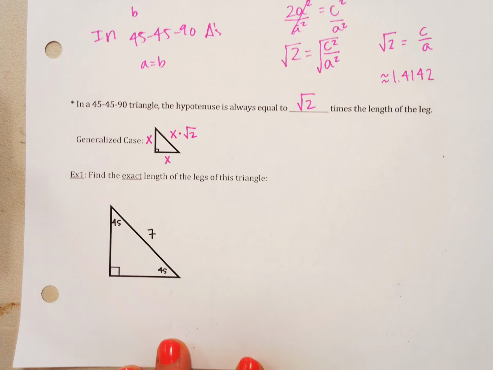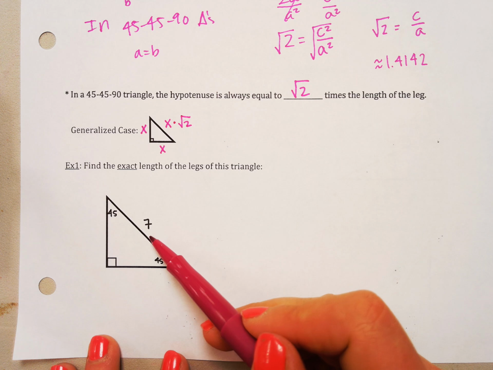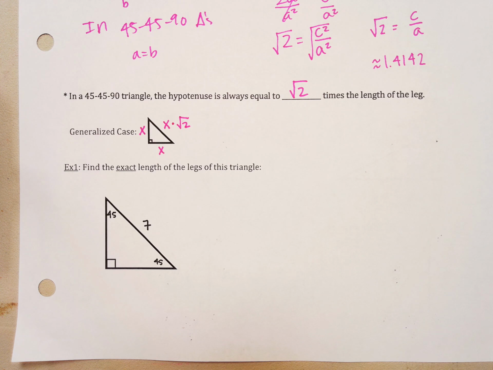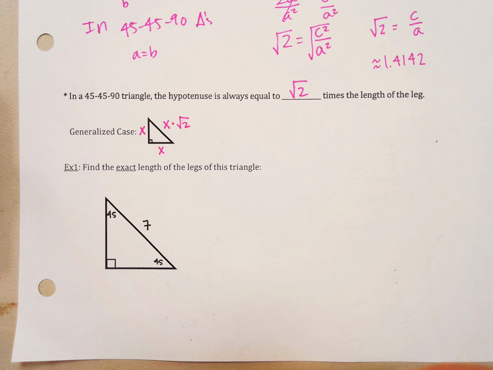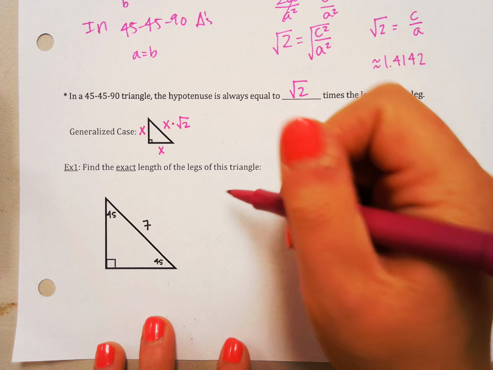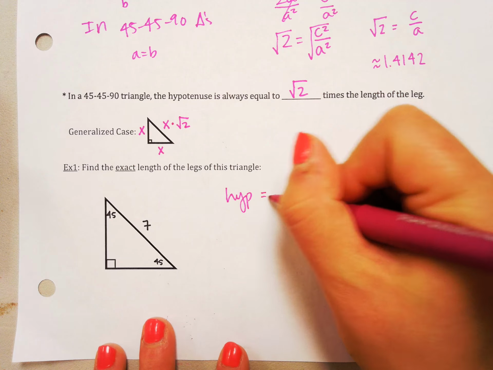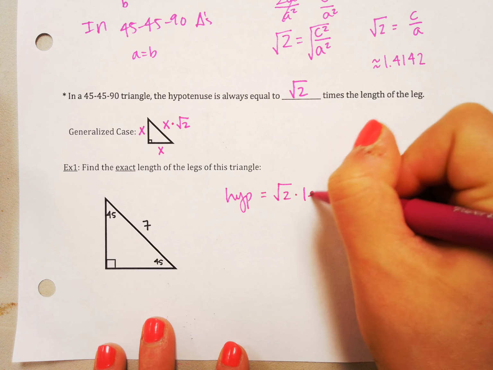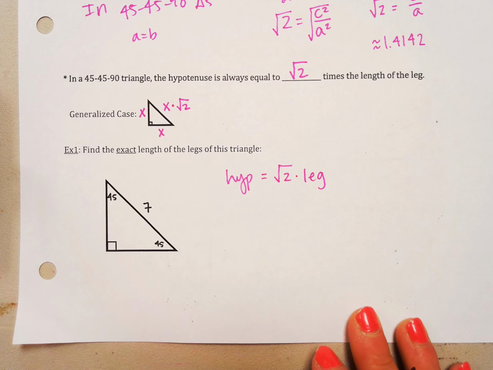So let's do an example where we're finding the exact length of the legs. This time we're given the hypotenuse. I know in geometry we had a proportion. You might have been familiar with that. We're going to use it as just a generalized equation where we're generalizing what we just set up here. The hypotenuse is always equal to root 2 times the leg. And that allows us to make those substitutions.